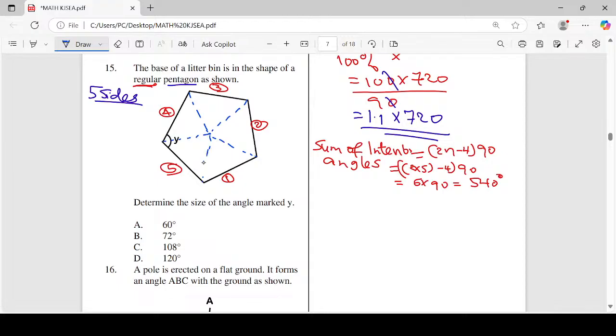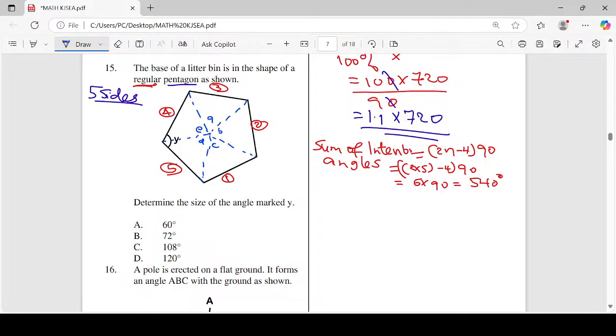This will be my triangles. Now, when you look at those triangles, how many triangles am I having? I'm having triangle 1, triangle A is 1, B is 2, C is 3, D is 4, E is 5. I'm having 5 triangles.